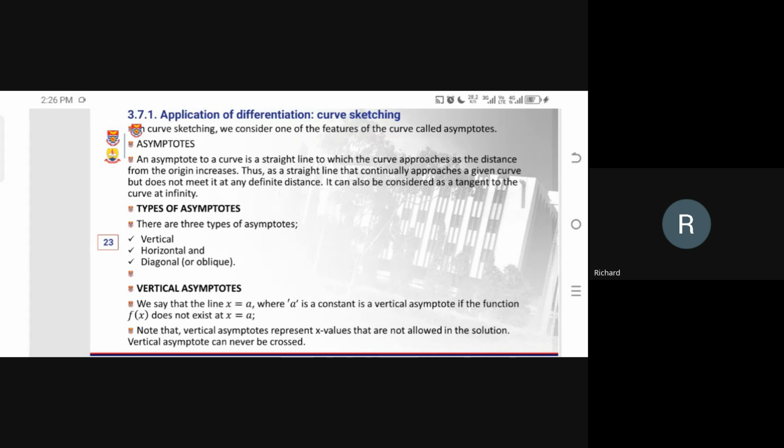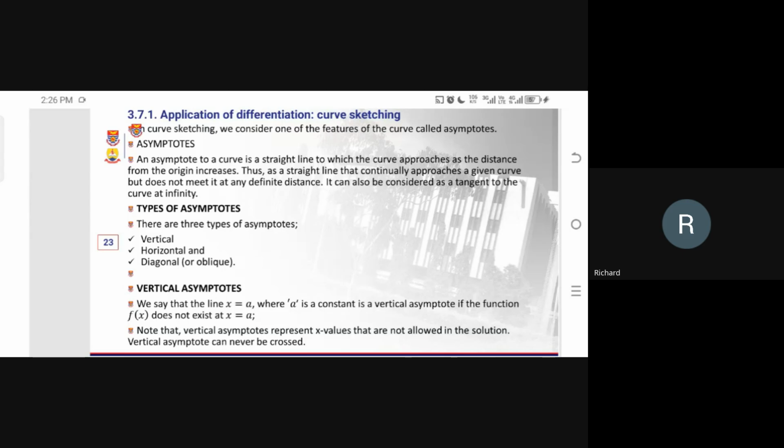So first of all, we want to look at what vertical asymptotes are. We say that the line x is equal to a, where a is a constant, is a vertical asymptote if the function f of x does not exist at x is equal to a. So for vertical asymptotes, we are looking at the points on the graph for which the function does not exist. So all the x values that do not make the function defined or exist. That is for vertical asymptote.